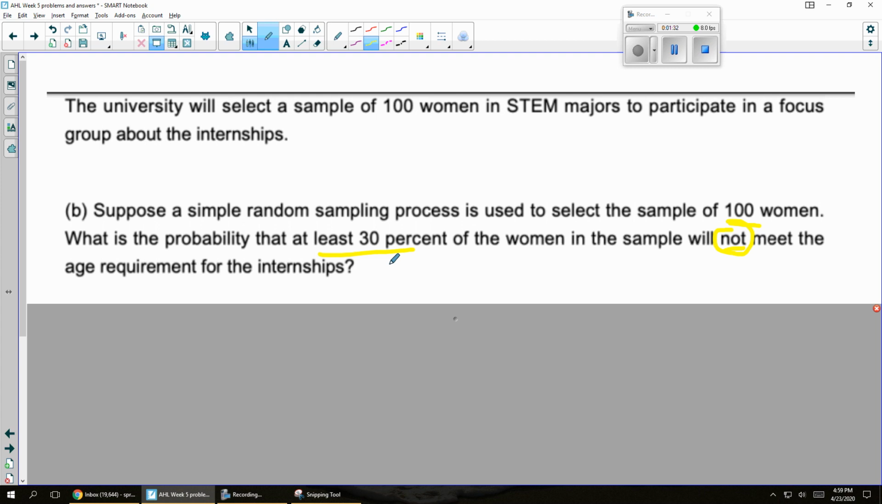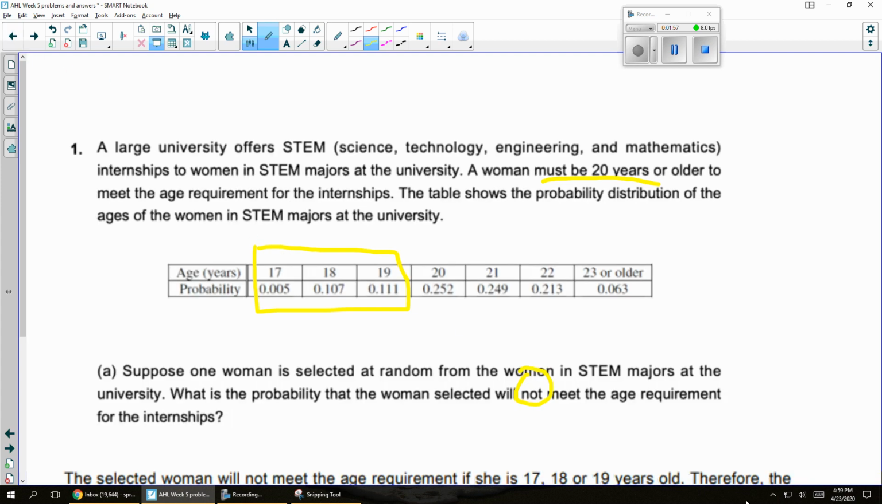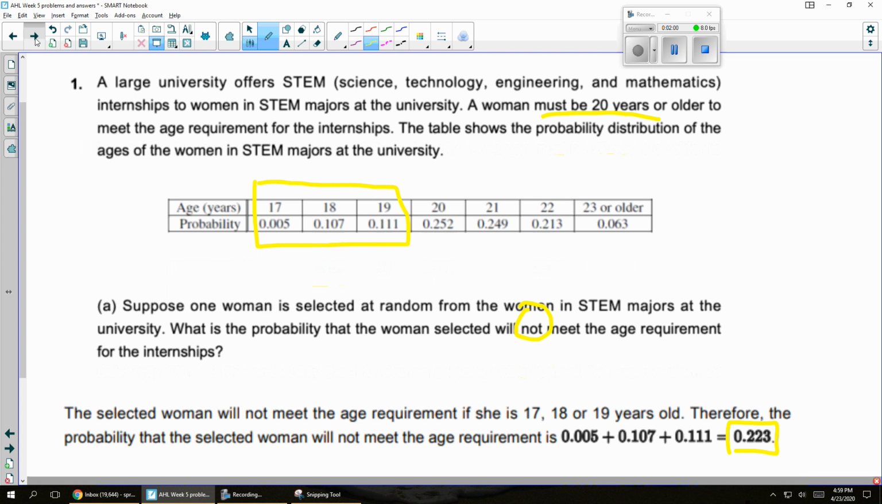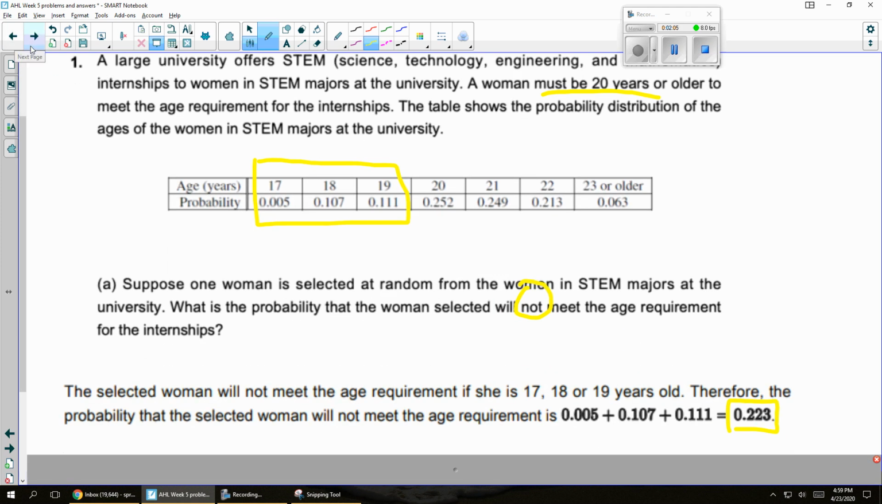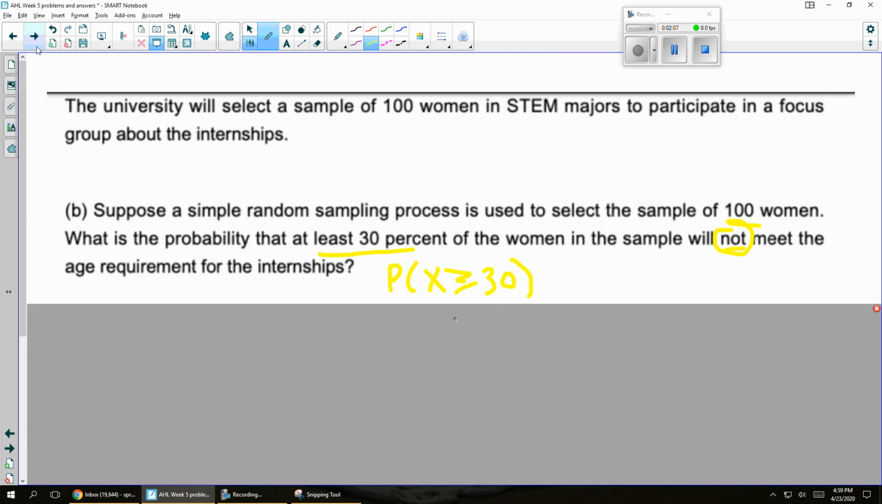So for this question, we said at least 30%. Well, if I've sampled 100 women, at least 30% means what's the probability that the number of women who don't meet the criterion is at least 30, right? That's 30% right there. Now, what does it take to not meet the age requirement? Well, that's this 0.223 from what I had before. So there's a 0.223 chance that a random woman doesn't meet the requirement.